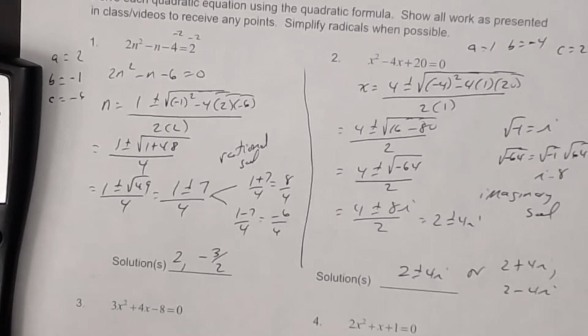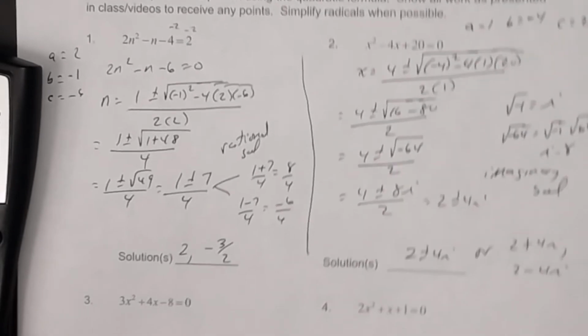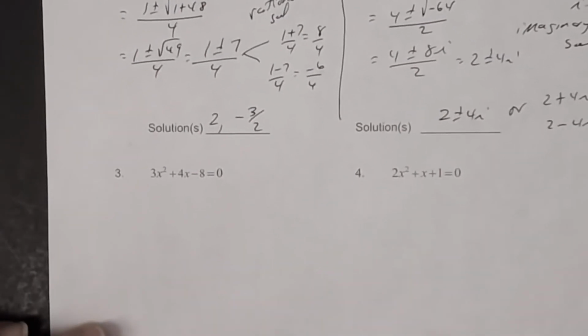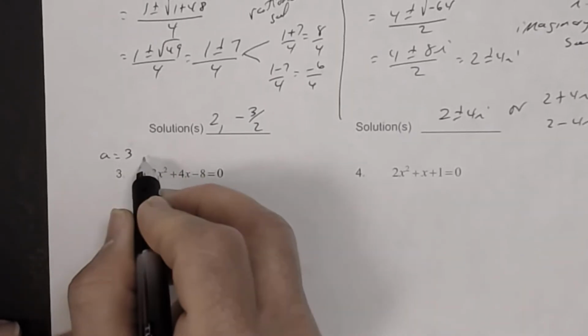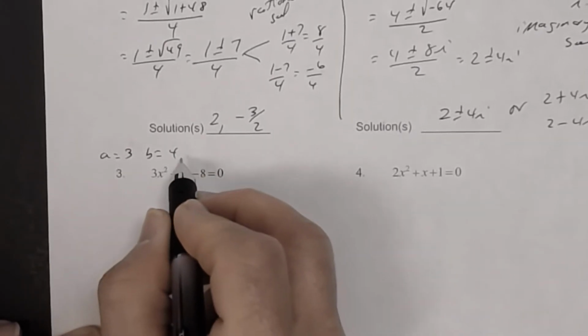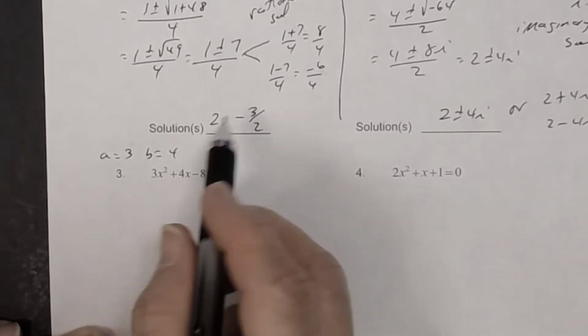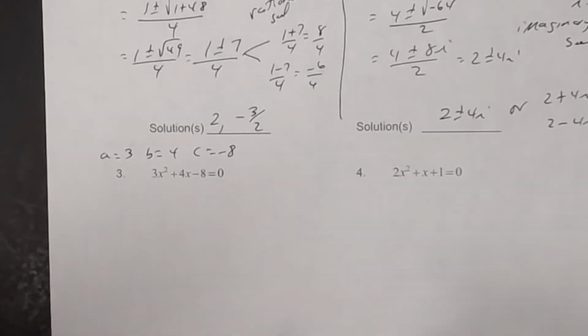Okay? All right, number 3, it's in standard form. So let's talk about a, b, and c. So a is 3, b is 4, the coefficient of x, and c is your constant. So c is negative 8.